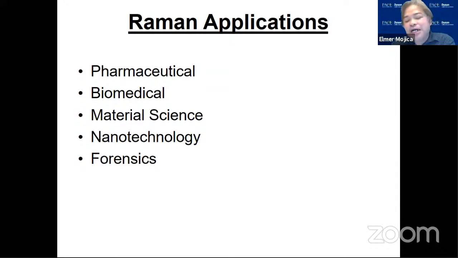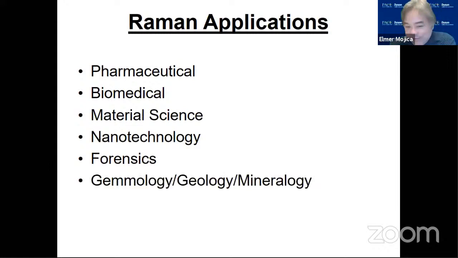I don't know if you heard about the Batman movie massacre in Colorado. When they tried to check the house of the suspect, they used robotics that contain a Raman spectrometer to determine if there's some explosive at his place. And then you can use it for gemology, geology, and mineralogy. So if you want to look at gems, sometimes if they want to determine if it's fake or not, Raman is a very good technique.